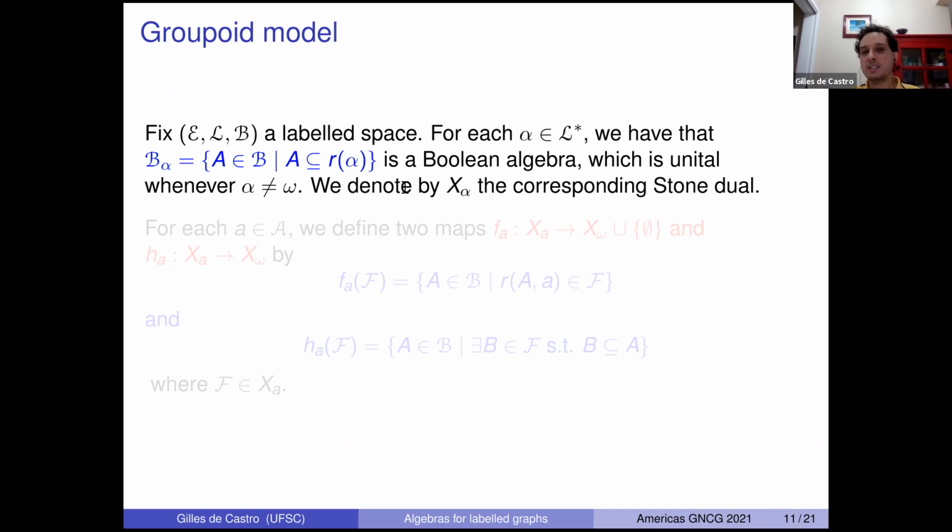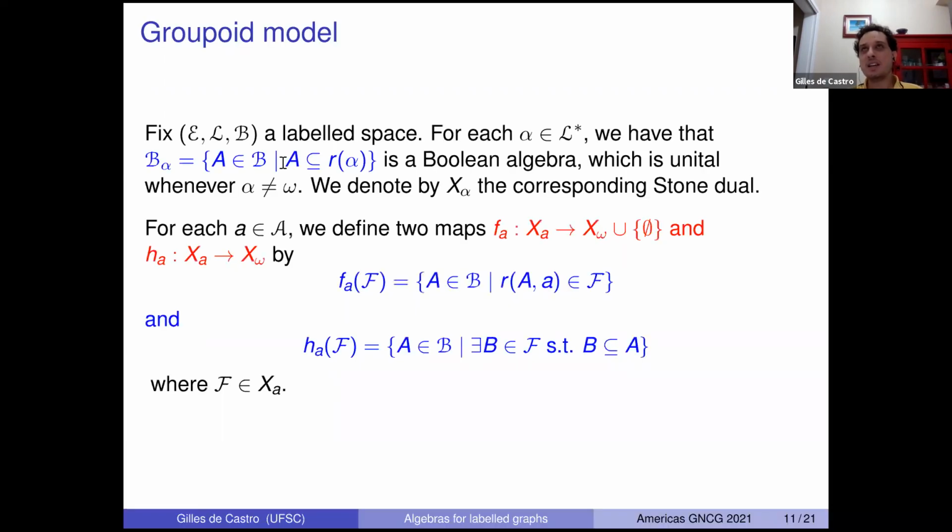And we consider the corresponding Stone dual. These Boolean algebras are all going to be unital except for the empty word, which is the original family B, which might or might not be unital. And as I said, the relative range is a Boolean algebra homomorphism. And by standard duality, you have the continuous function going the other way around.